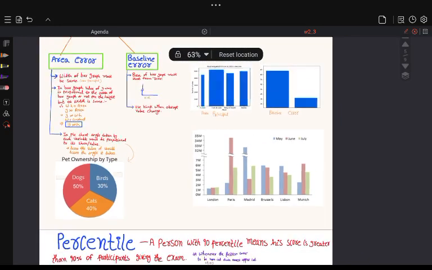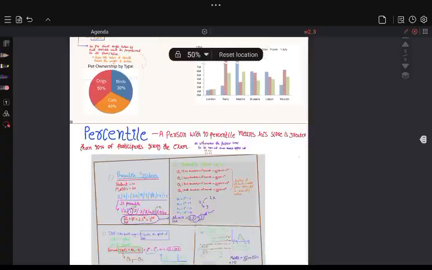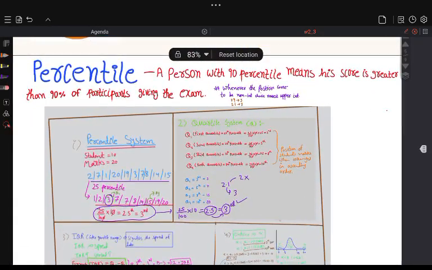So now we will be seeing the concept of percentile. For the system of percentile, we can start with a simple definition of what percentile is. A person with 90 percentile means he has scored greater than 90% of the participants giving the exam. So if a person scores 90 percentile, it means he has scored more than 90% of the population giving the exam. In other words, I can say he is in the top 10%.